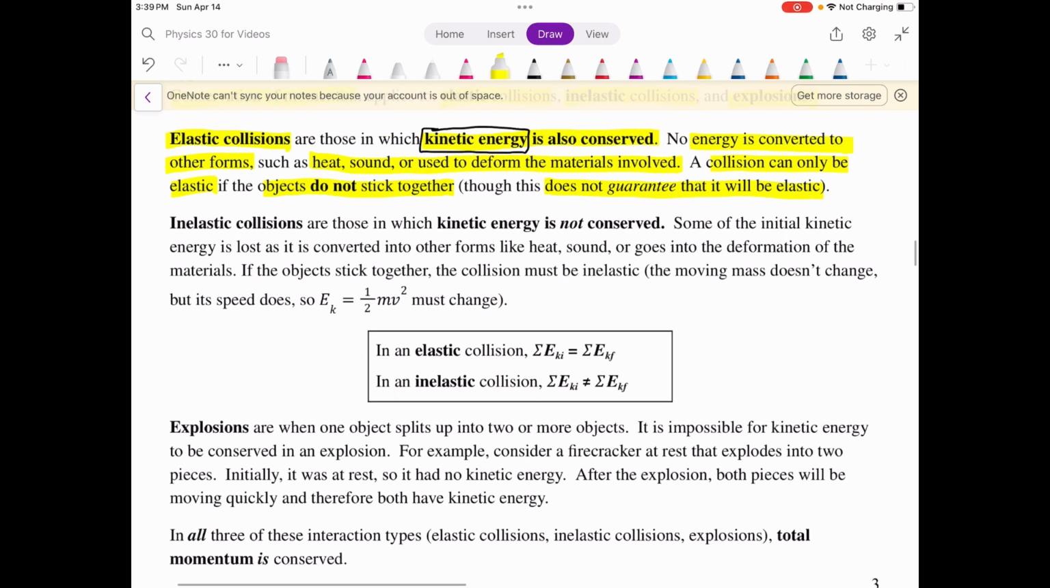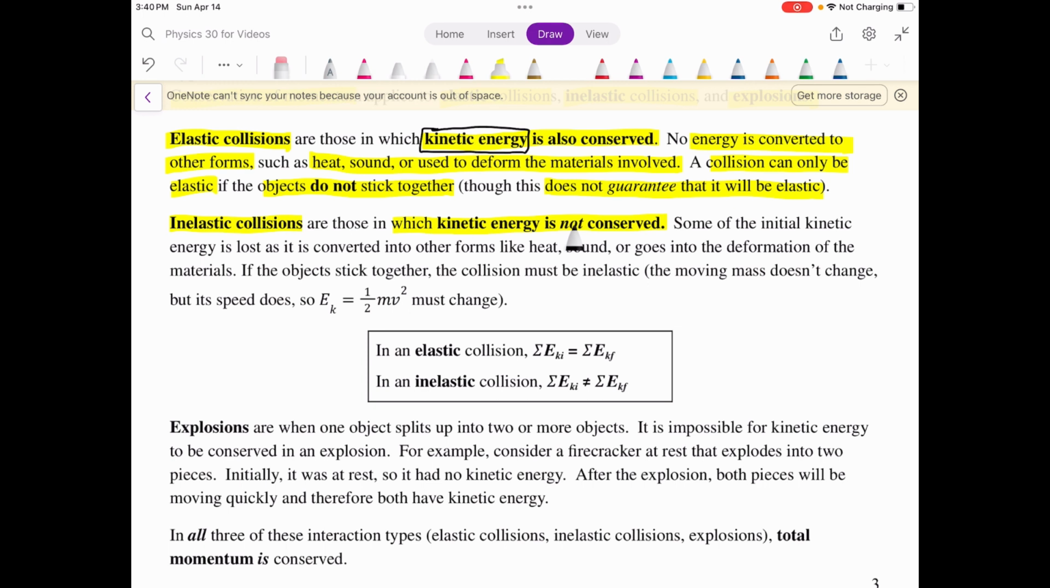If an elastic collision is one in which kinetic energy is conserved, you can probably reason that an inelastic collision is one in which kinetic energy is not conserved. Okay, now again, sometimes I say that and students go, wait, I thought energy was always conserved. Total energy is still conserved. That's a law of physics. Energy cannot be created or destroyed. But it doesn't say that kinetic energy has to be conserved, right?